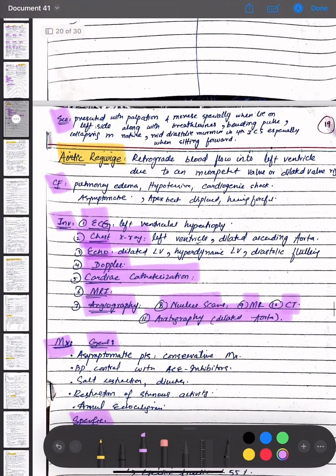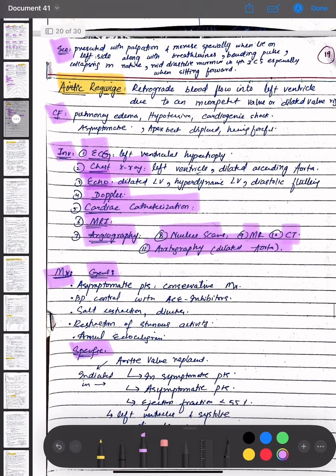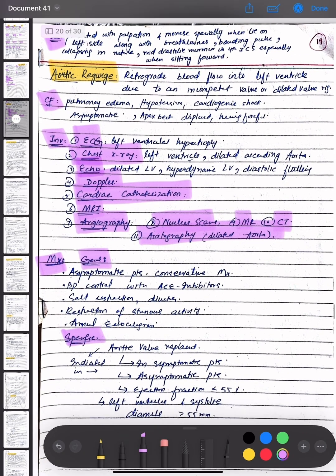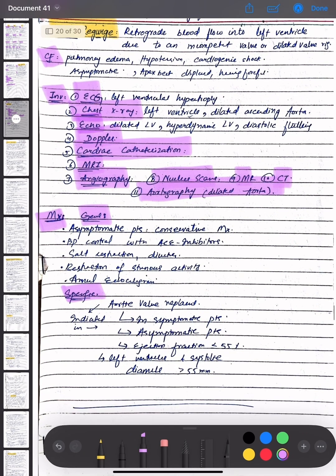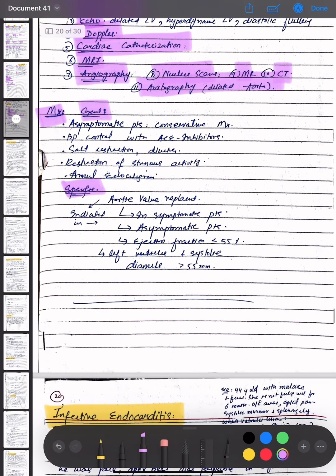mm. Okay, so we have discussed aortic regurgitation: the scenario, the definition, the clinical features, and the investigations, which are ECG, chest X-ray, echo, Doppler, cardiac catheterization, MRI, and angiography. Then the management, which is general and specific management.